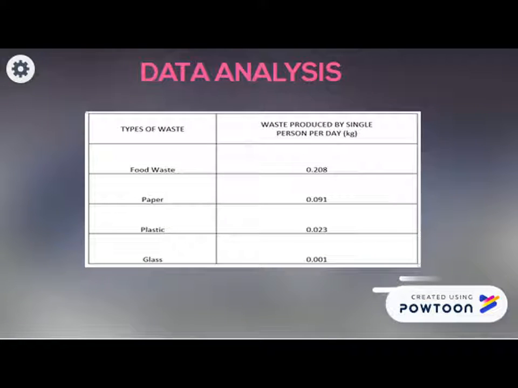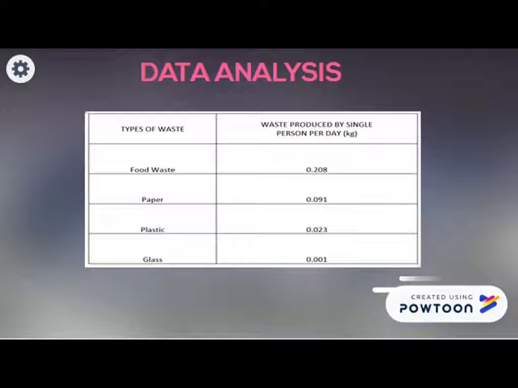For the data analysis, the first table shows the waste produced by a single person per day based on the type of waste, which are food waste, paper, plastic, and glass. The amount of waste produced by a single person in a day is obtained from the questionnaire. However, the values from the questionnaire are in ranges. For example, for food waste, the range is from 0 to 200 kg.